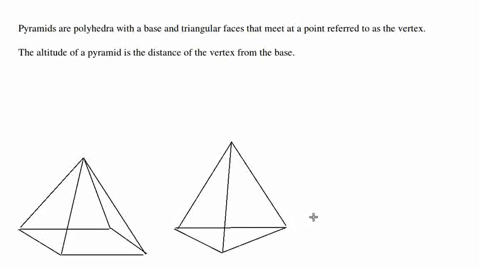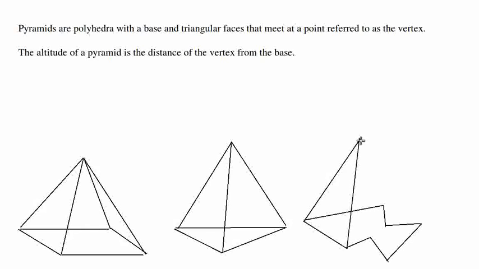And I can even have more complicated bases as long as the bases are polygons. Everything's fine. All right, and so make a bunch of triangles that meet at a point. Okay, so as long as you have a base that's a polygon and the other faces are triangles that meet at a point, then it's a pyramid.